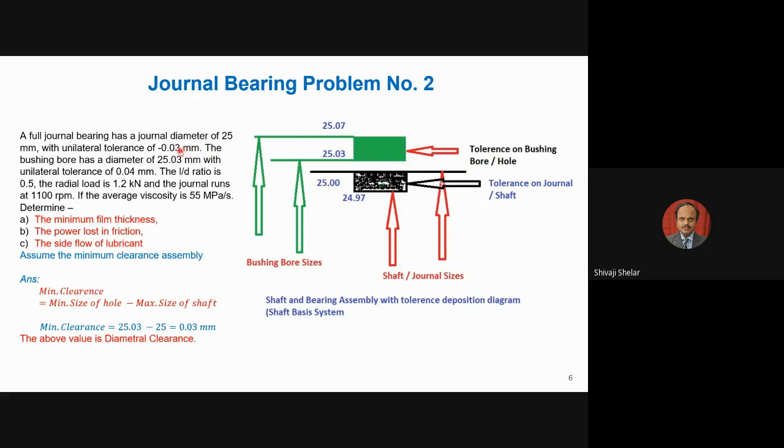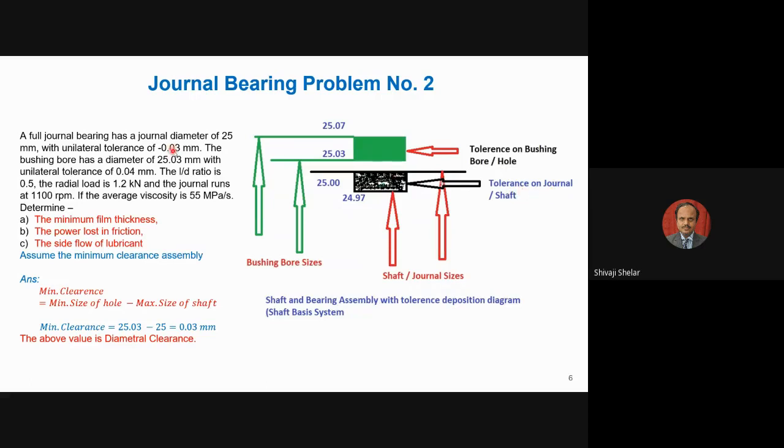So for this shaft, they have given a tolerance value of minus 0.03. So the lower size of the shaft will be below this level by this amount, that is 0.03. That is, 25 minus 0.03 will come as 24.97. So this is the value of tolerance on the journal of the shaft.